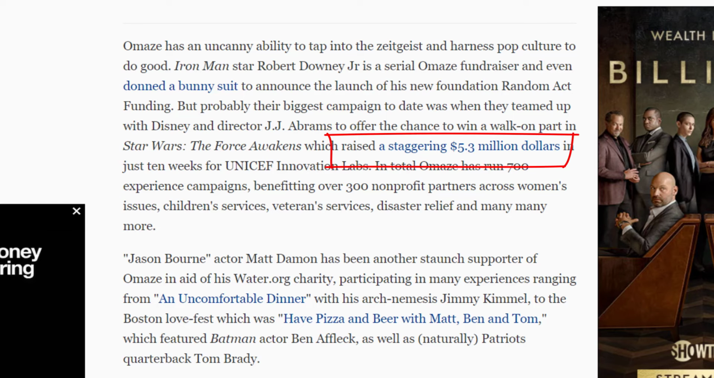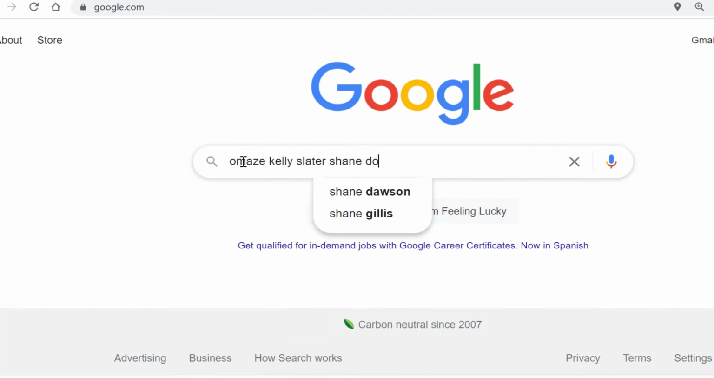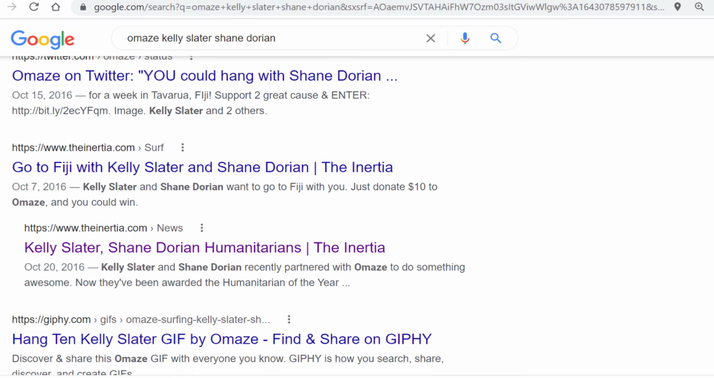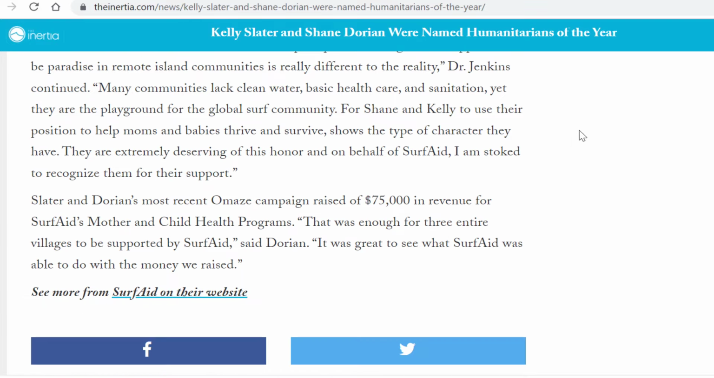For comparison, let's take a look at something more low-key, like surfing with celebs Kelly Slater and Shane Dorian. You might have to scroll through some results before you get some relevant information, but I found what I was looking for on this site. The Inertia reports that the surfer's most recent Omaze campaign raised $75,000. Apparently a lot more people want to walk the red carpet instead of going surfing. In fact, Star Wars raised over 70 times the amount of money that the surfing contest raised. But how many people does that equate to? Well, we don't know because Omaze doesn't publish those figures.